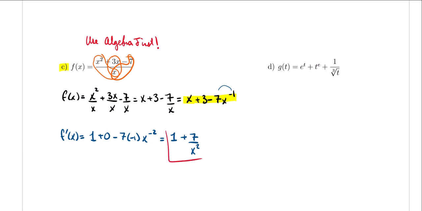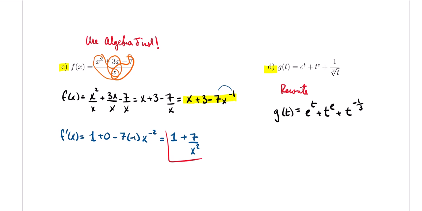Now, let's take a look at the last one here, where we have d, which is a function g of t, equal to e to the t plus t to the e plus 1 over the cube root of t. As usual here, I do see a radical. Even worse, it's in the denominator, so we will need to rewrite this one. Then we get g of t equals e to the t plus t to the e plus t raised to the negative 1/3 power. If you have any questions as to why I got the negative 1/3 power, please talk to me during office hours, remember, and I'm always there to help.